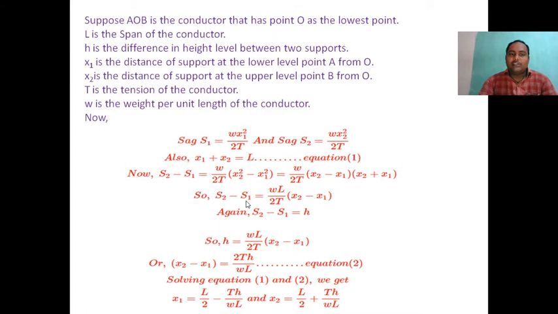Already we know S2 minus S1 is equal to H, the difference between two sags. So the equation becomes H is equal to WL by 2T times (x2 minus x1). That means x2 minus x1 is equal to 2TH by WL. Equation 1: x1 plus x2 is equal to L. Equation 2: x2 minus x1 is equal to 2TH by WL. Solving equations 1 and 2, we get x1 is equal to L by 2 minus TH by WL, and x2 is equal to L by 2 plus TH by WL.